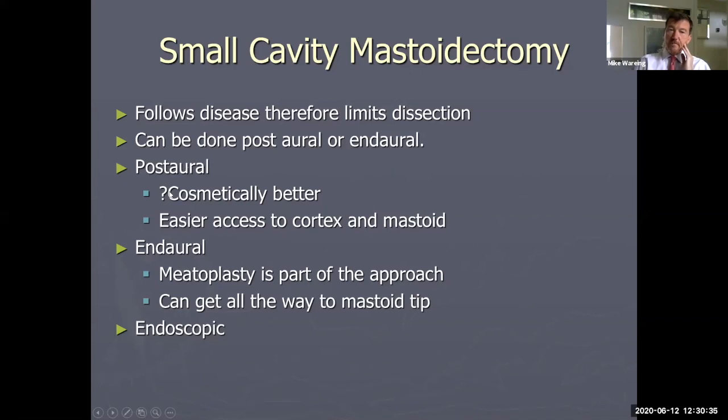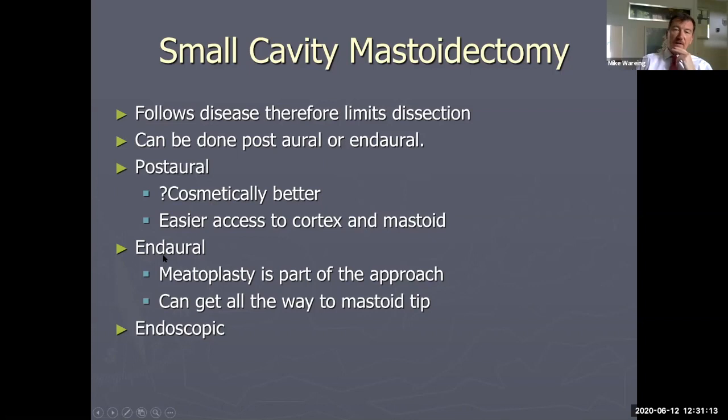The postaural may give a slightly cosmetically better outcome, although, to be honest, the endaural scar usually heals extremely well. You may have to be careful in Afro-Caribbean skin. I have seen some patients who developed keloid in that. And the postaural does give you better access to the cortex and to the mastoid. However, with the endaural approach, you can continue it over the top and move the ear back a long way, and you can probably get all the way down to the mastoid tip.